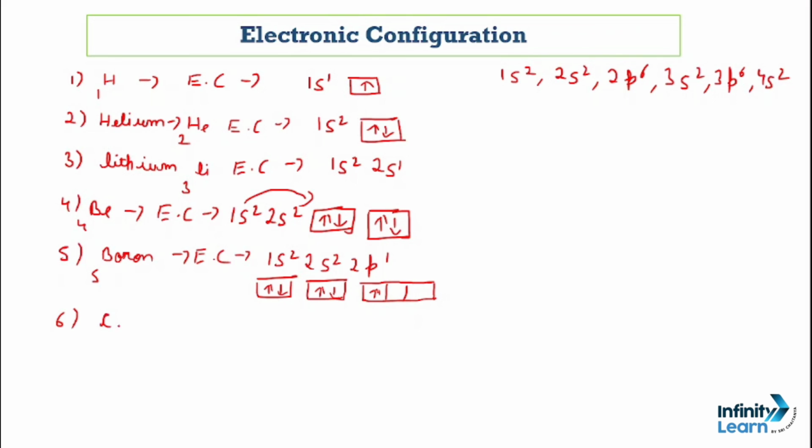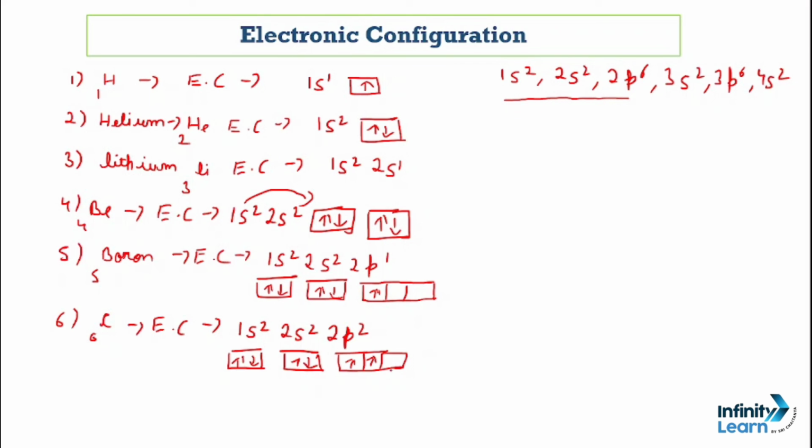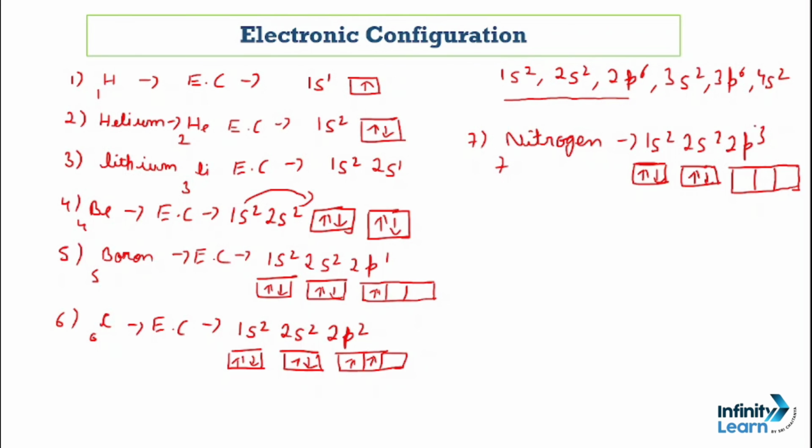Now our carbon's atomic number is 6. So the electronic configuration for this will be 1s2, then 2s2, then 2p2. As you can see here, we are following this pattern. Now let's solve for our seventh element, that is nitrogen, which has atomic number 7. So the electronic configuration for this will be 1s2, 2s2, then 2p3. In nitrogen you can see we have 3 electrons to fill, so we will fill all these orbitals here.